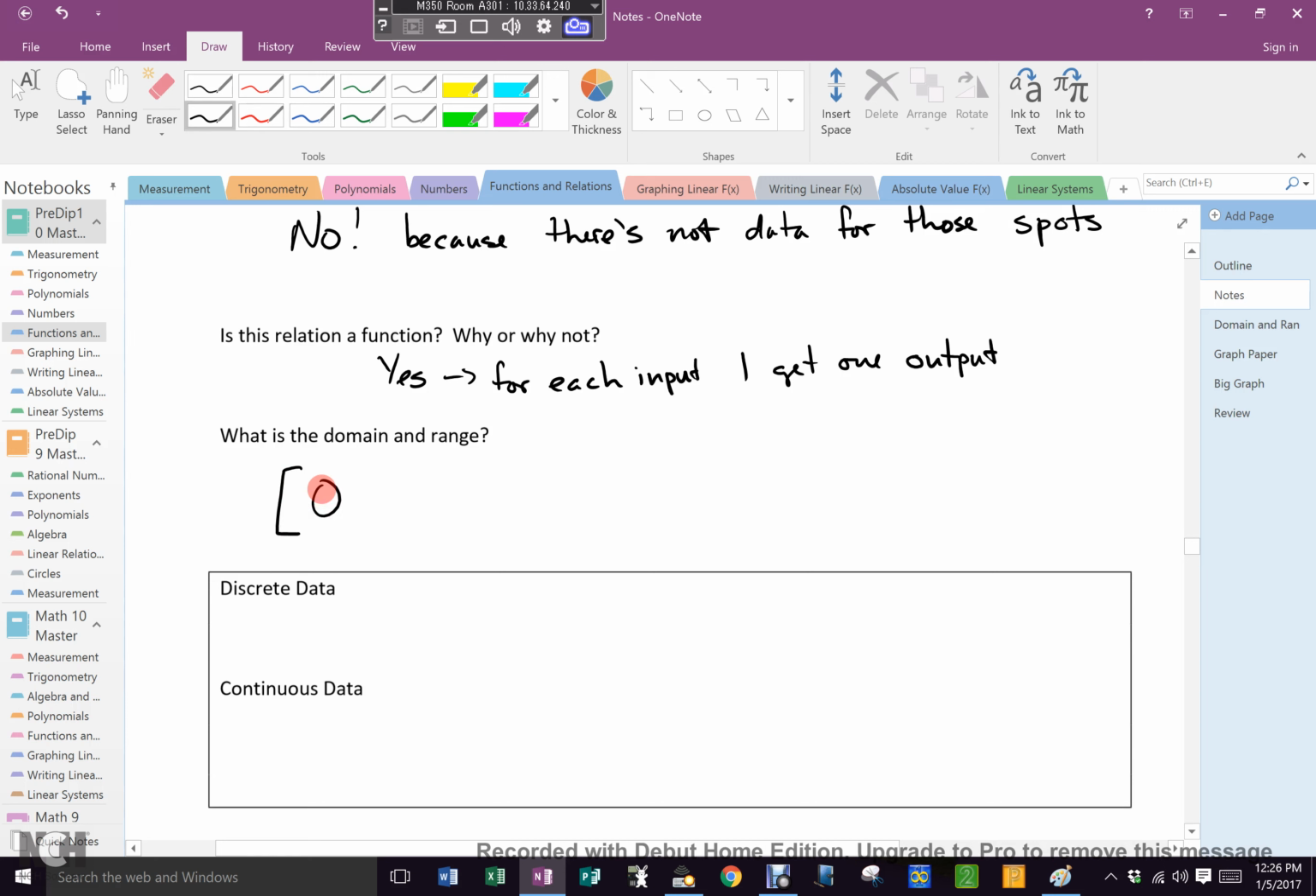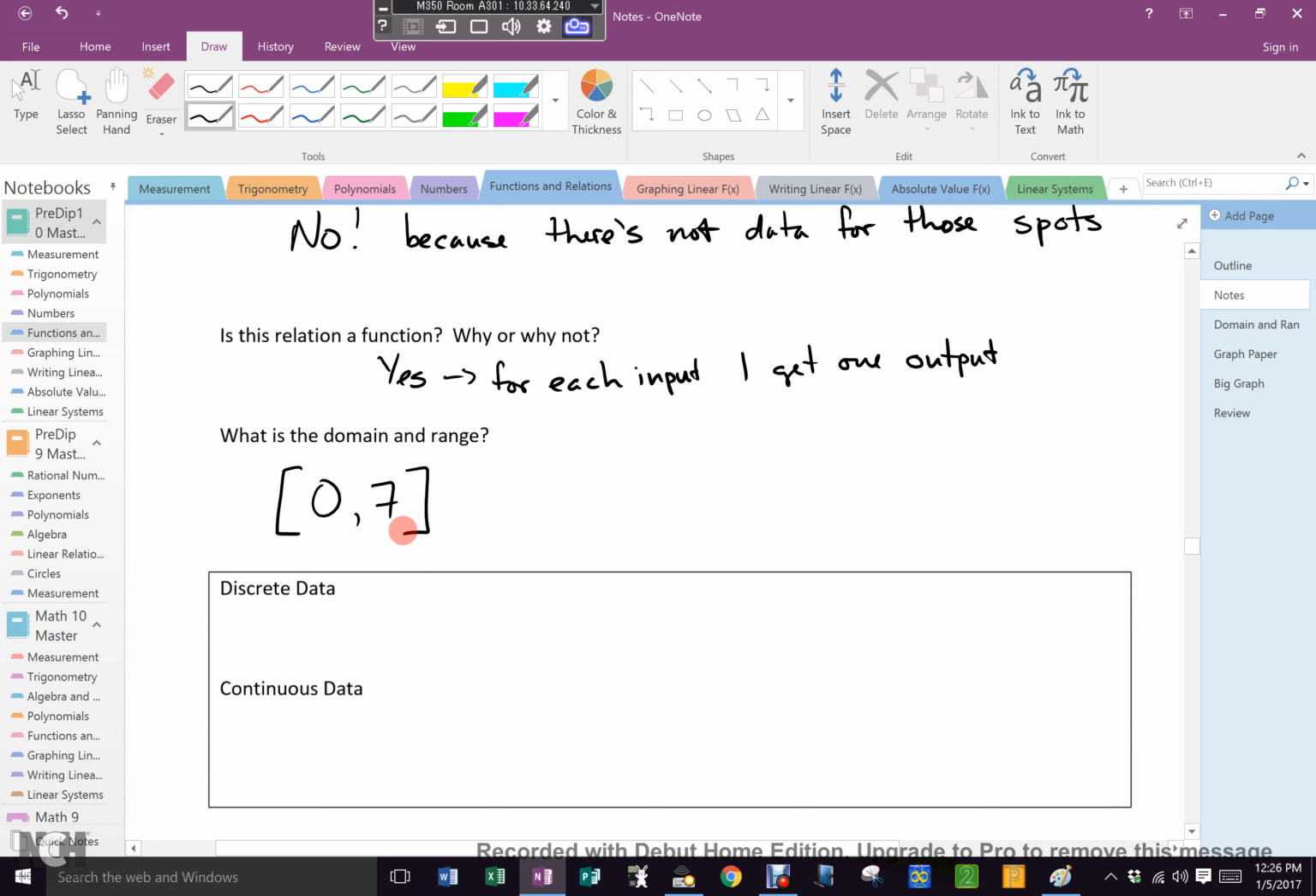Up to what? On this chart, we only have data up to 7. Is it possible to rent a car longer than 7 days? Yes, but we only have data for how long? 7 days. Everybody agree?